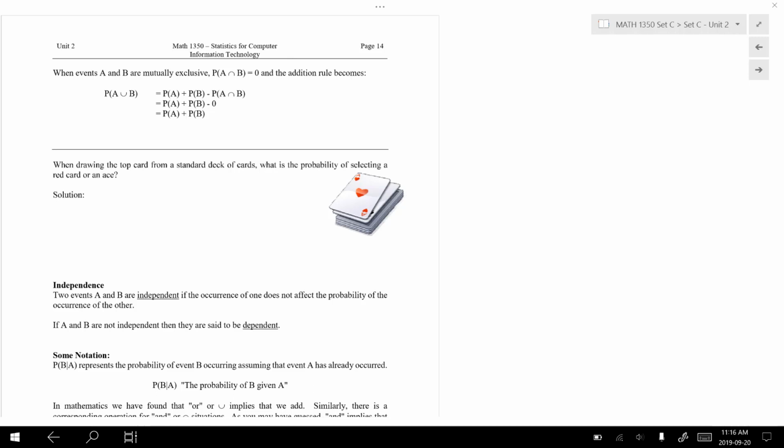So as we just saw in the past example, the addition rule simplifies a little bit. If the probability of A and B is 0, we can neglect this last term and simply do the intuitive probability of A or B is probability of A plus probability of B.